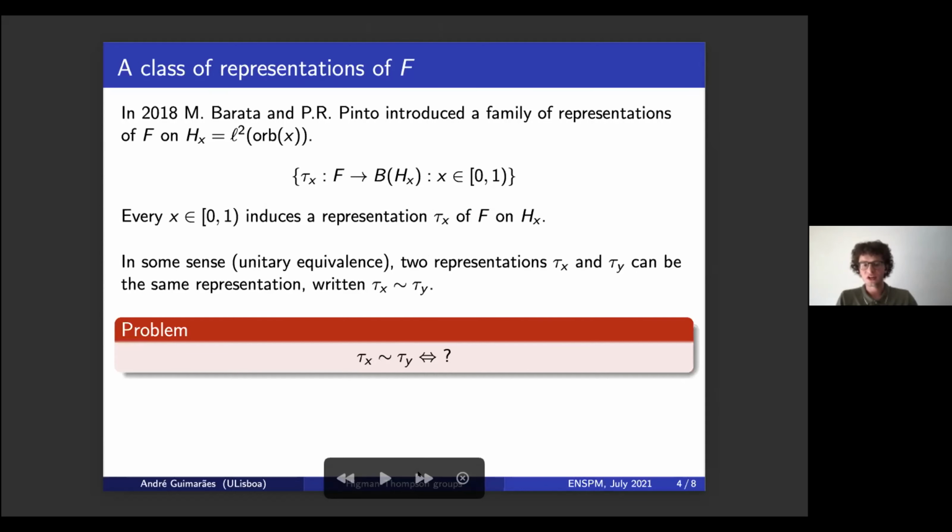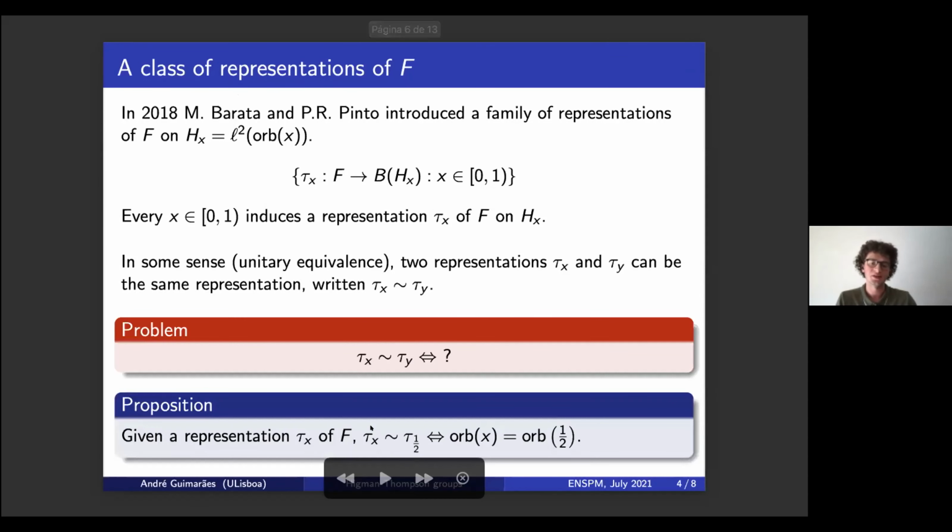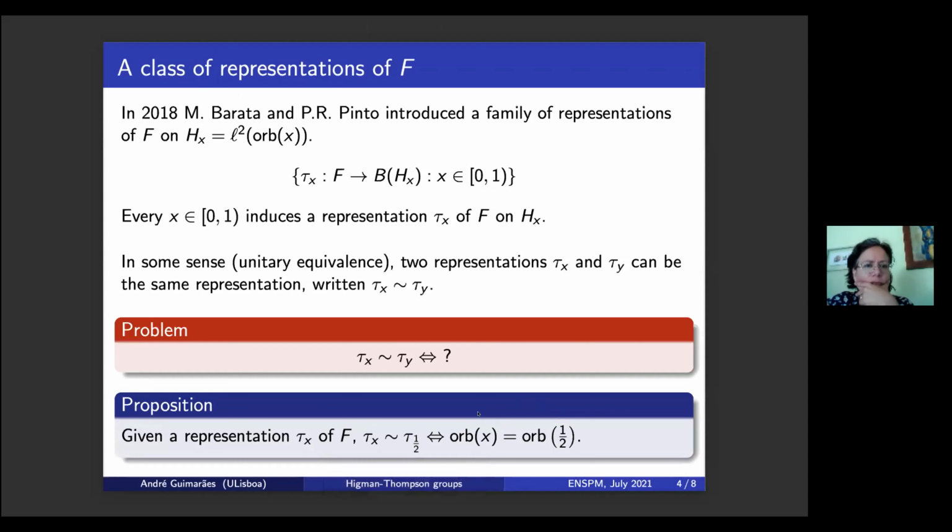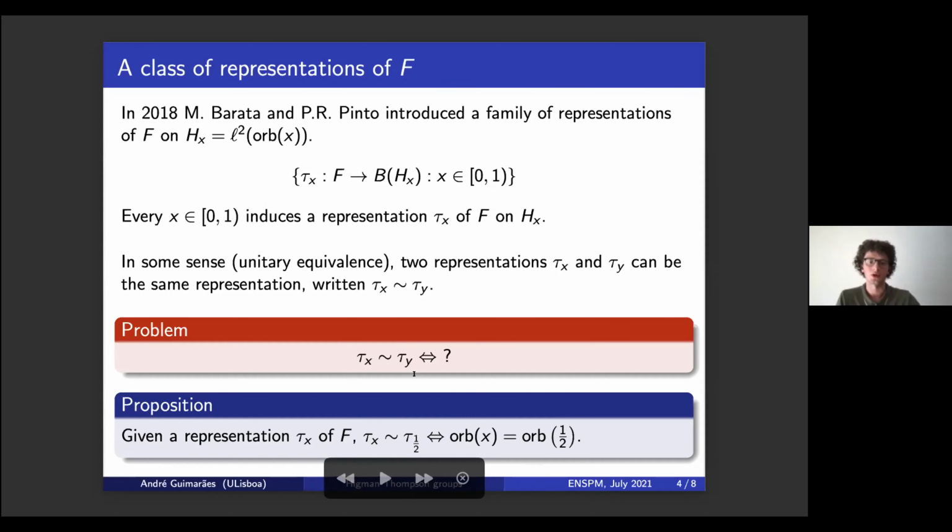And so there's actually a very partial answer to this question already from the same 2018 paper where Miguel Barata and Paul Pinto first introduced this family of representations, which tells us that tau of x is equivalent to tau of 1/2 if and only if the orbit of x and the orbit of 1/2 coincide. Now, obviously, the first thing that we're going to try to do is to extend this result to tau of x is equivalent to tau of y if and only if the orbit of x and the orbit of y coincide. But is that really possible?